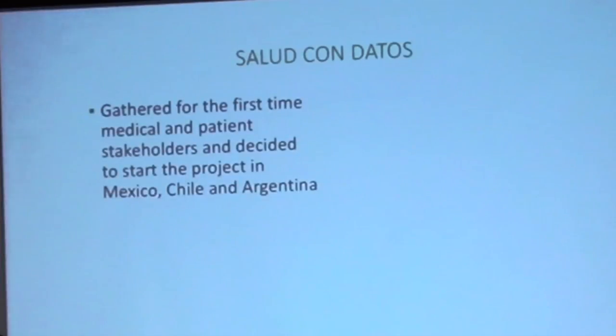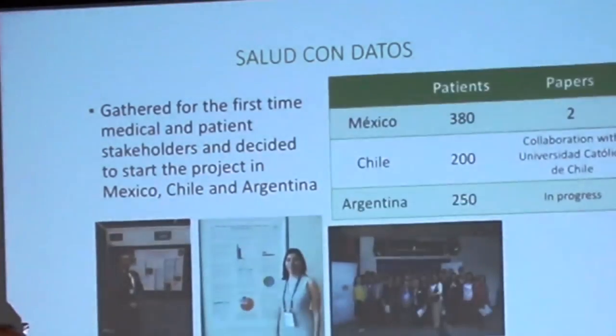In this Salud con Datos, it was instrumental to have some of the different stakeholders at the same table. Governments were not present. That's the only thing that we are missing. But up to now, Mexico accounts for 380 patients, Chile about 200, and we are going to begin in Argentina with 250 patients. And we already have two poster publications, at ISPOR on the left and at ESMO on the right.